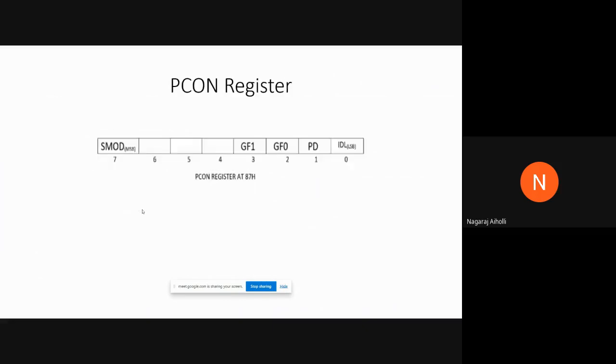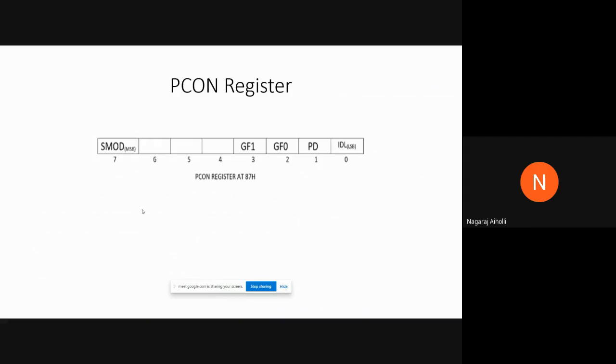Then coming to the structure of the PCON register. The PCON register is not bit addressable, and its memory location is 87H. Let us study the various bits of the PCON register. It is an 8-bit register.